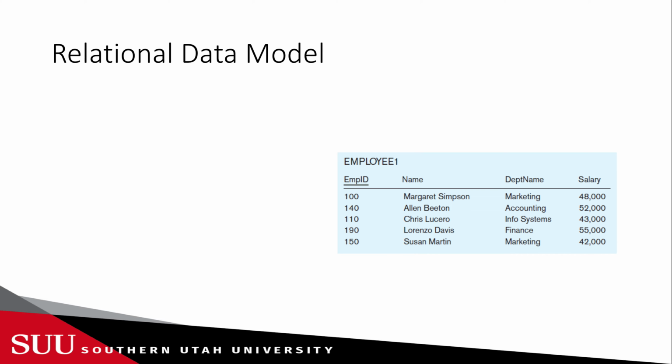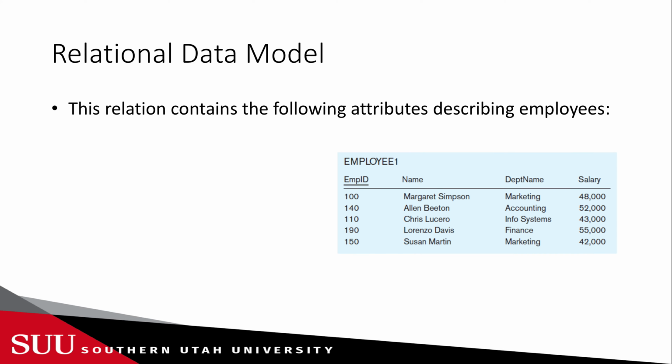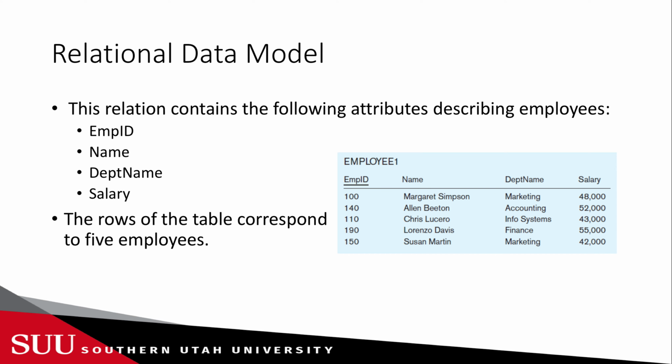Now the figure right here shows an employee entity type. It's called employee 1, and then we have some columns which are the attributes that we originally had in the ERD. So the attributes that we had are employee ID, name, department name, and salary, and these are representing the columns right here. Each row of data is corresponding to one of the instances, and in this case we have 5 instances. Now when we model a relational model, we will not have the data in there, but in this example we just have the data to show the overall picture.